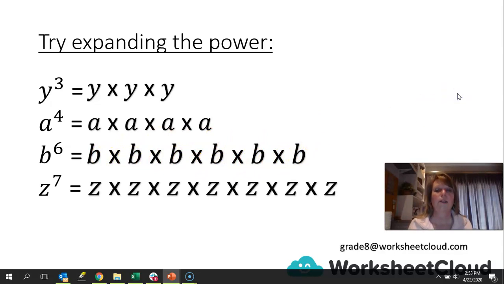Next one, z to the power of 7. We should have 7 z's because the exponent is 7, and that tells us how many times we must multiply z. Please make sure that you don't write an addition sign between your bases, because that would then mean that the 7 would go here as a coefficient, and it would be 7z. Because it is an exponent, we have to multiply together.